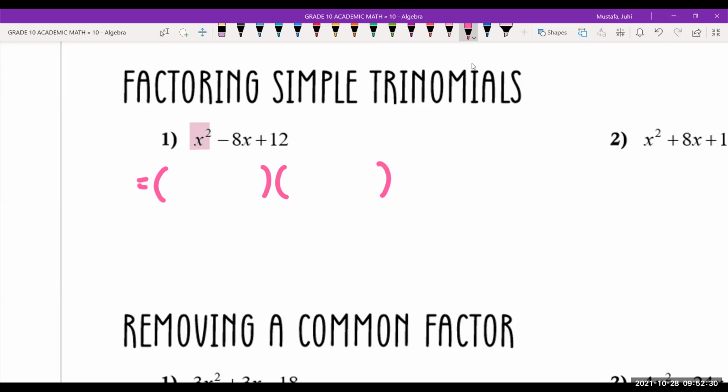Okay, so I'm telling you now that when you're factoring a trinomial, the answer is going to result in two brackets. Okay, here's what you do. You look at the very first term and you ask yourself, what two numbers multiply to give that term?